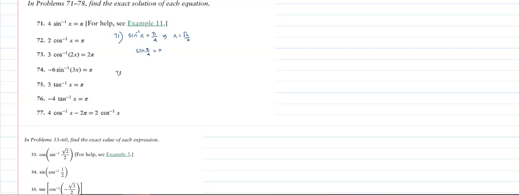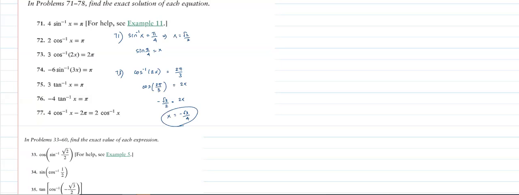73. Again, I'm going to take a moment to rewrite this, put the 3 over here. So then my question becomes cosine 2 pi over 3 is 2x. And cosine 2 pi over 3 is going to be negative root 3 over 2 is 2x. That means x is negative root 3 over 4. Okay, divide by 2 on both sides.